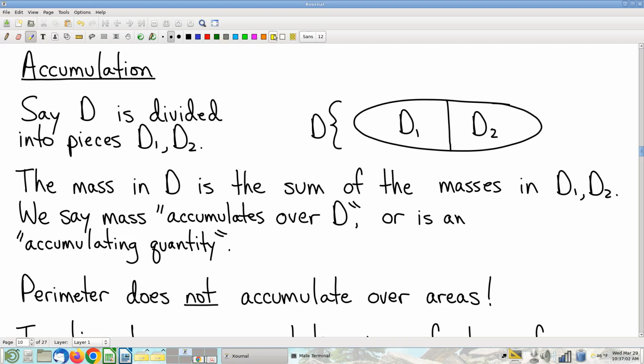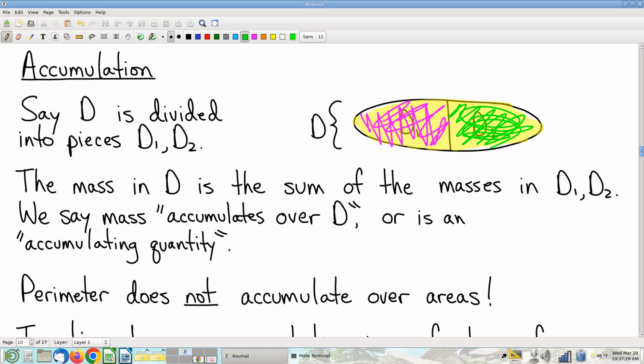So in particular, if I talk about this whole region and ask, for example, how much mass is in that region? Well, the mass in that whole yellow region is equal to the mass in this purple region plus the mass in this green region. Of course it is.